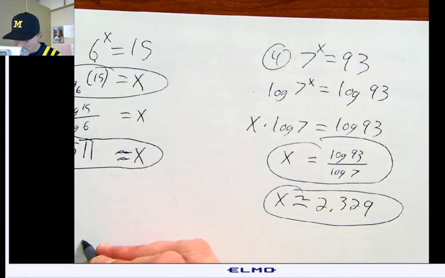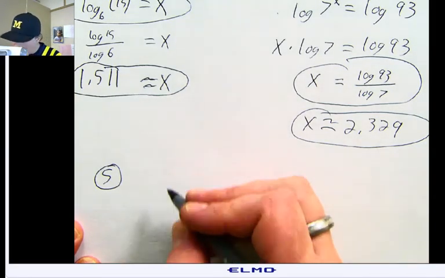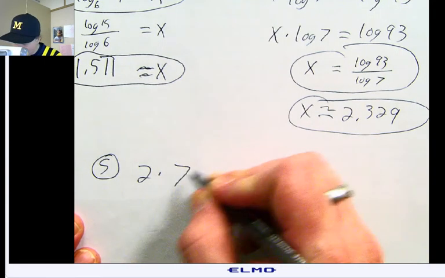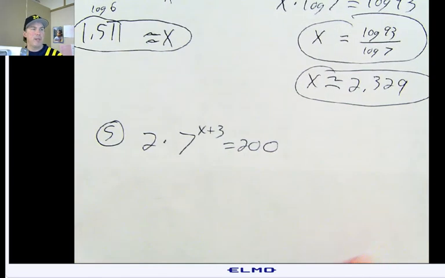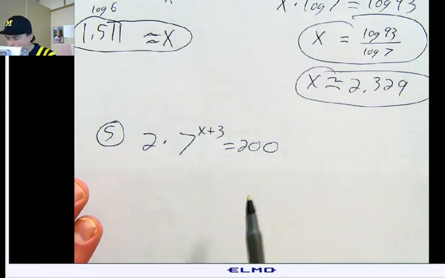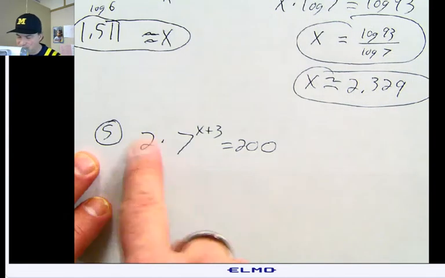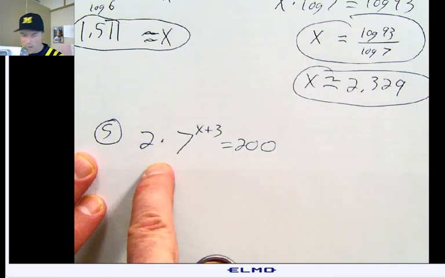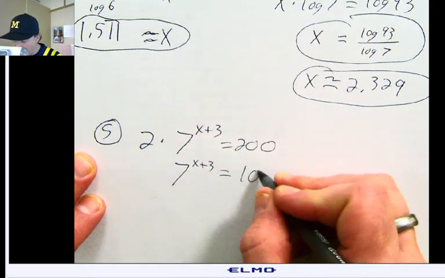Actually, I have a lot of examples, but they go kind of quickly. This is example number 5. What if I had 2 times 7 to the x plus 3 equals 200? So this is a little bit more complicated. Nothing fancy though, but you don't want to go into log form or taking log of both sides until you've dealt with this 2. So I'm going to divide both sides by this 2. So I get 7 to the x plus 3 equals 100.